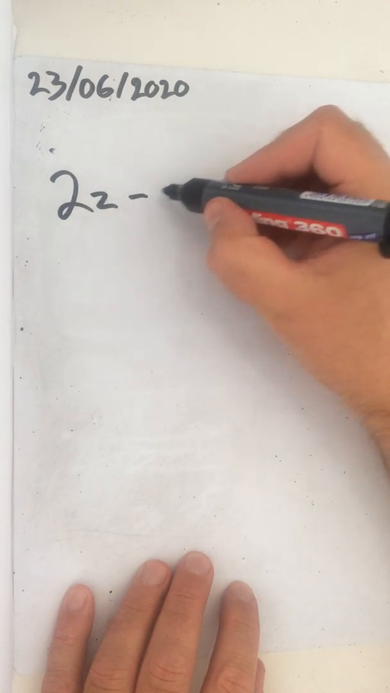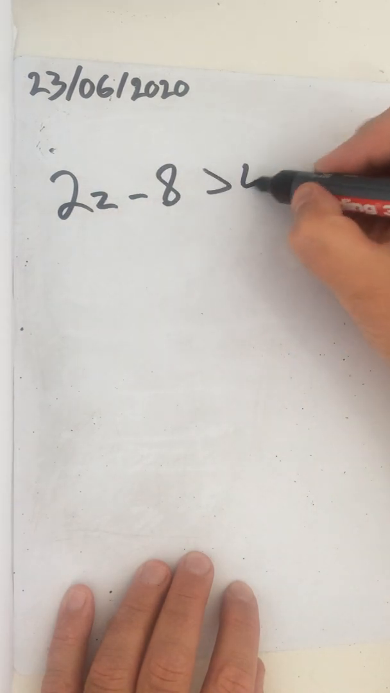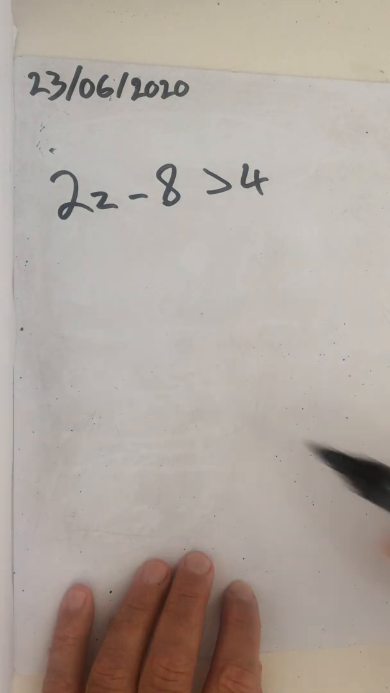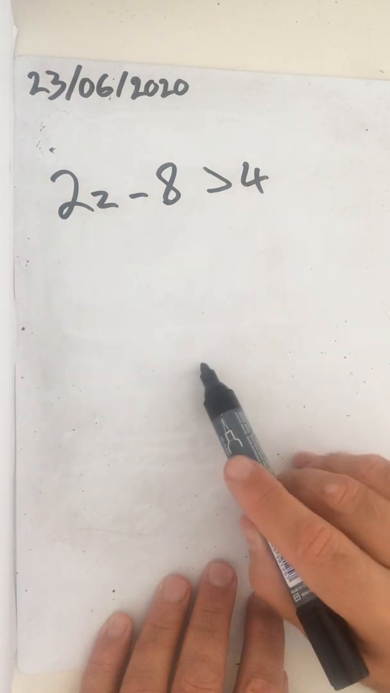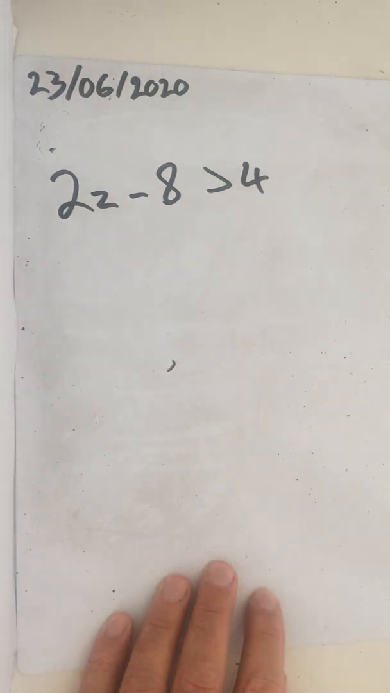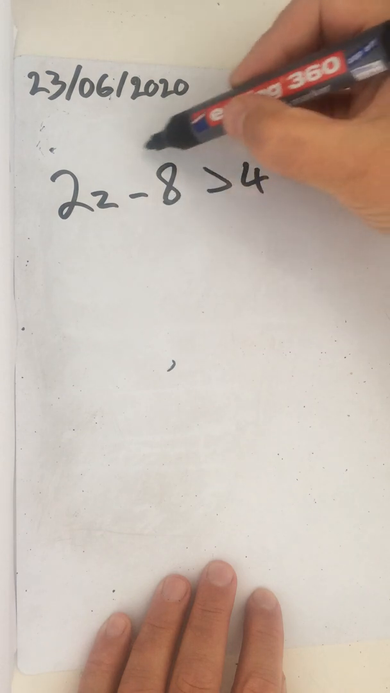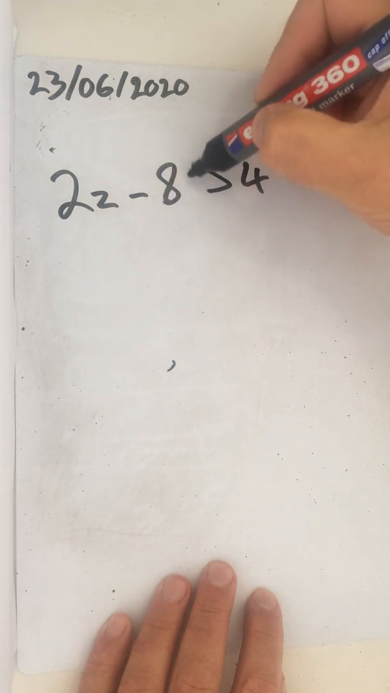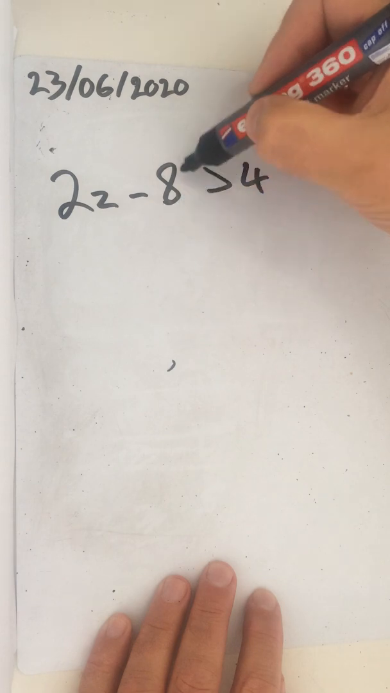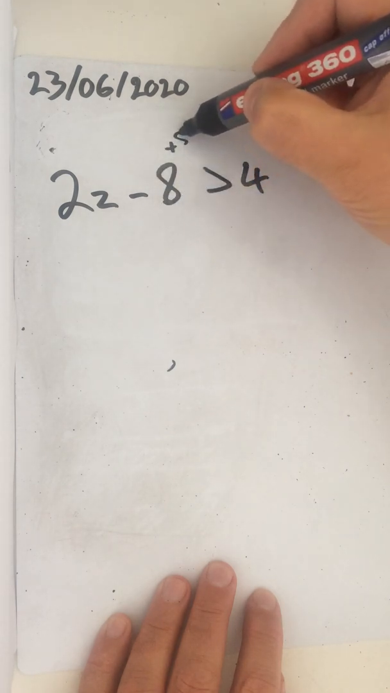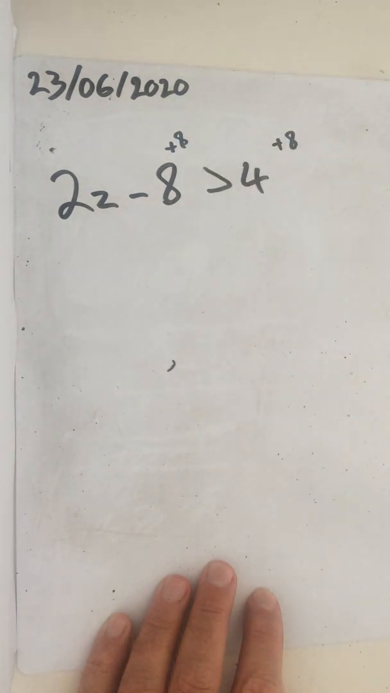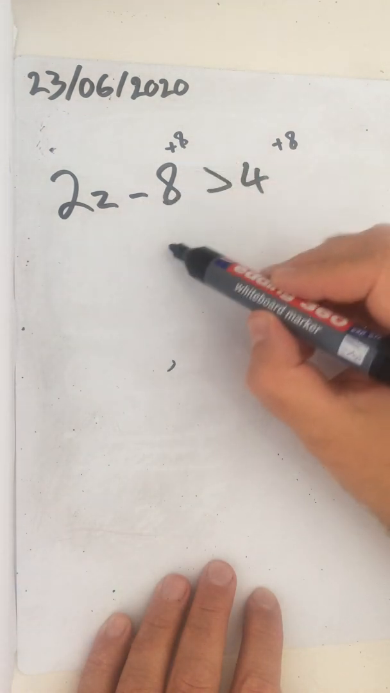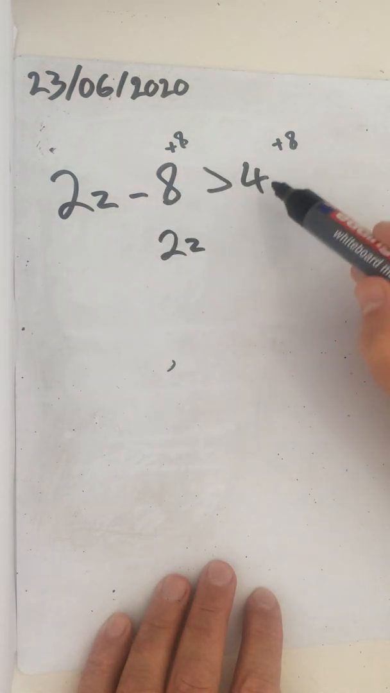So if we go 2z minus 8 is greater than 4, okay? So again, we want to be left with just z on this side of the equation, don't we? So what we need to do, we need to get rid of this minus 8. Now remember that the minus sign is part of this 8, isn't it? So this is a minus 8, so we have to add 8 to that. Add 8 to the other side of the equation because we're using the balance method. So that's minus 8 plus 8 leaves us with 2z.